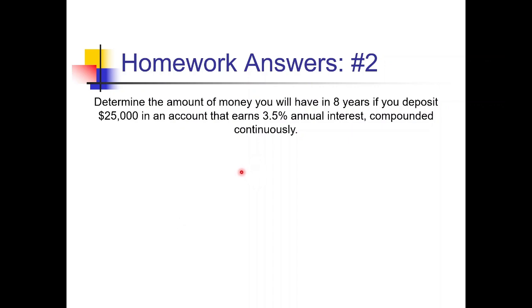For this problem, they want us to determine the amount of money we'll have in 8 years if we deposit 25,000 in an account. We're earning 3.5% annual interest, and that is being compounded continuously. The key word is continuously. That tells us that we're going to use our PERT formula for this. F of t equals p times e to the rt.